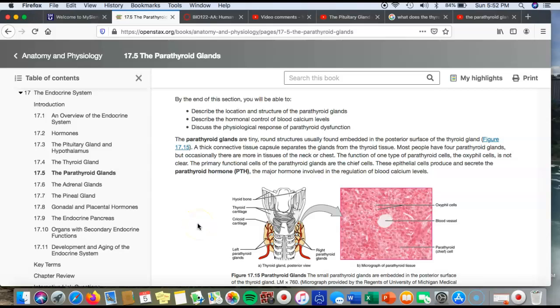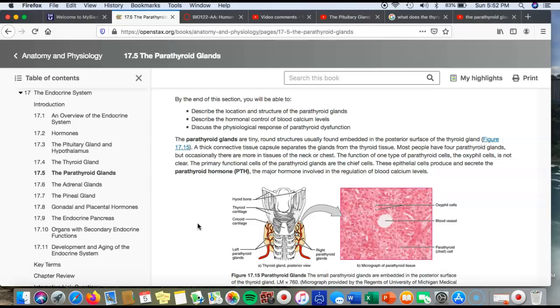Today, I just want to touch really quickly on the parathyroid glands, which are the tiny round structures found embedded in the posterior surface of the thyroid gland. There's going to be a thick connective tissue capsule that'll separate the glands from the thyroid tissue themselves. And most people will have four of them, but occasionally there are more that you'll find in the tissues of the neck or the chest.